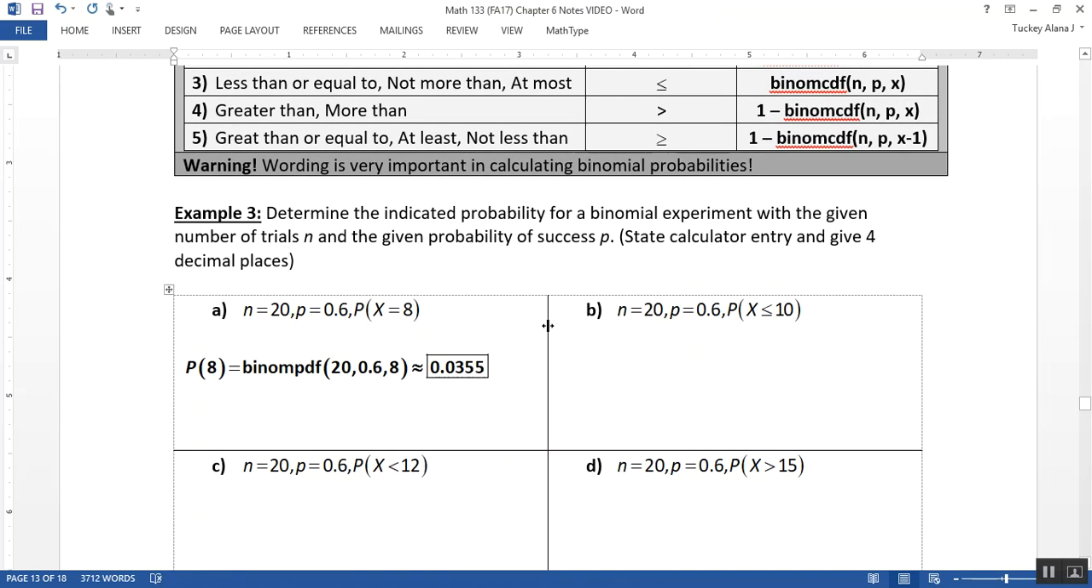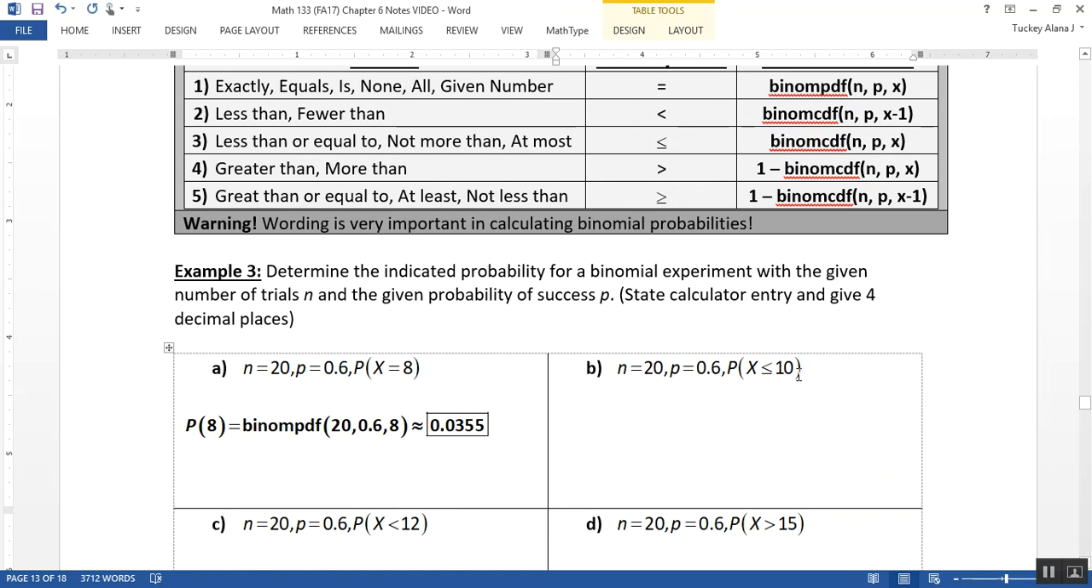Alright, so I've got that one done. Now let's look at letter B. Letter B wants the probability that x is less than or equal to 10. So that's row number 3, right? And if you want, you can make a little note to yourself. You used number 1 on this one. So for the next one, we're going to use row number 3, and that's going to mean binom CDF. CDF stands for cumulative distribution function. And you might notice that 2 through 5 all use CDF. The only time we ever use PDF is if it's exactly a number, exactly 8, like in our letter A.